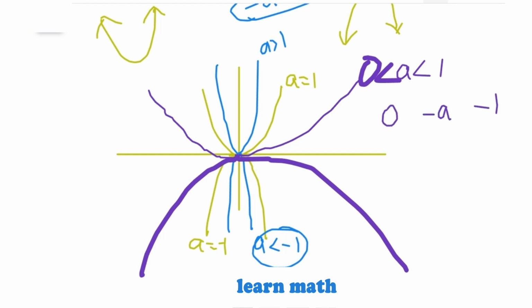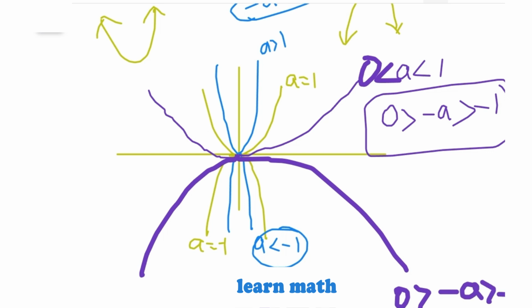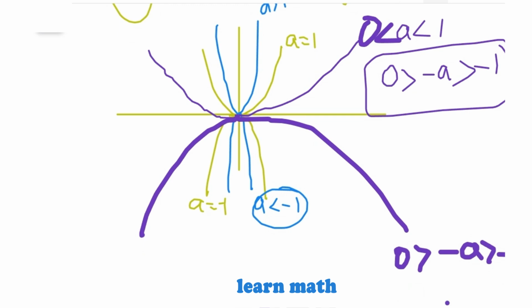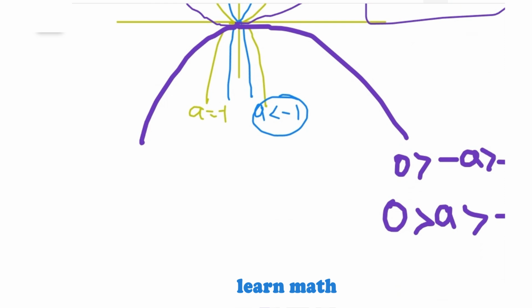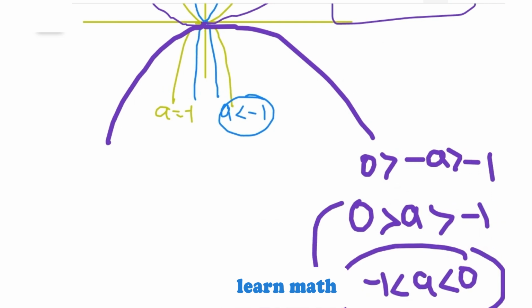When you multiply with negative signs, what happens to this sign? It flips, right? So it becomes like this. You understand this? This is easy, right? 0 greater than negative A means A is less than 0. So this new A is less than 0 and greater than negative 1. Or if you want to write it in reverse, negative 1, A and 0, like this. These are both the same thing.